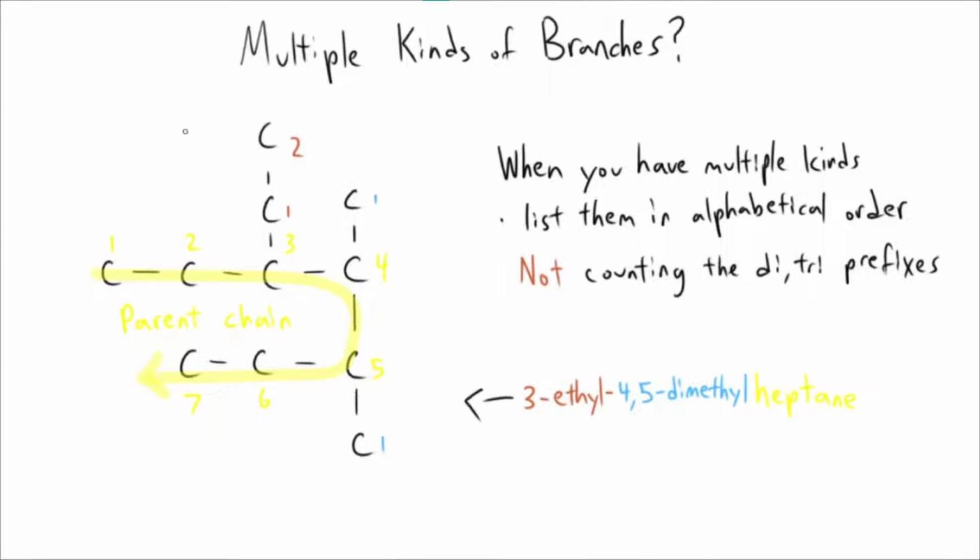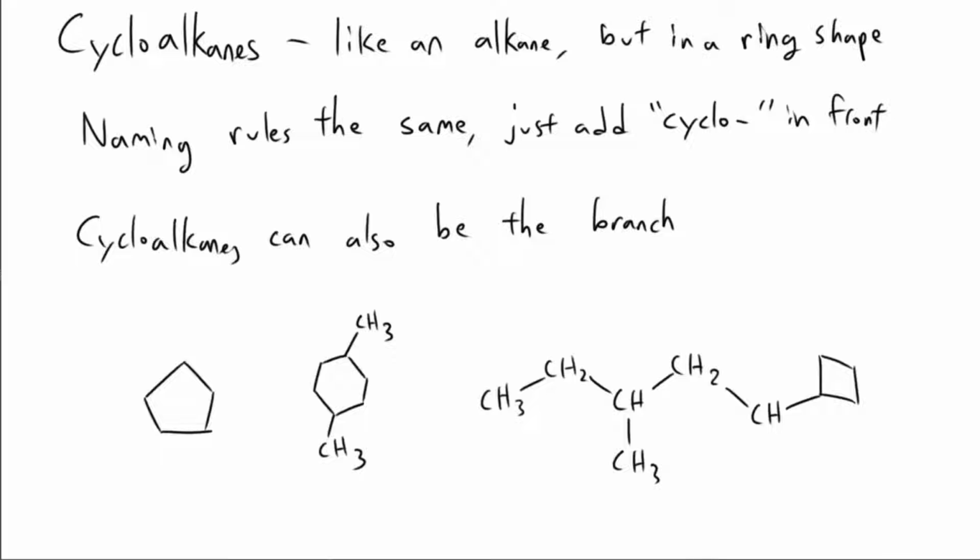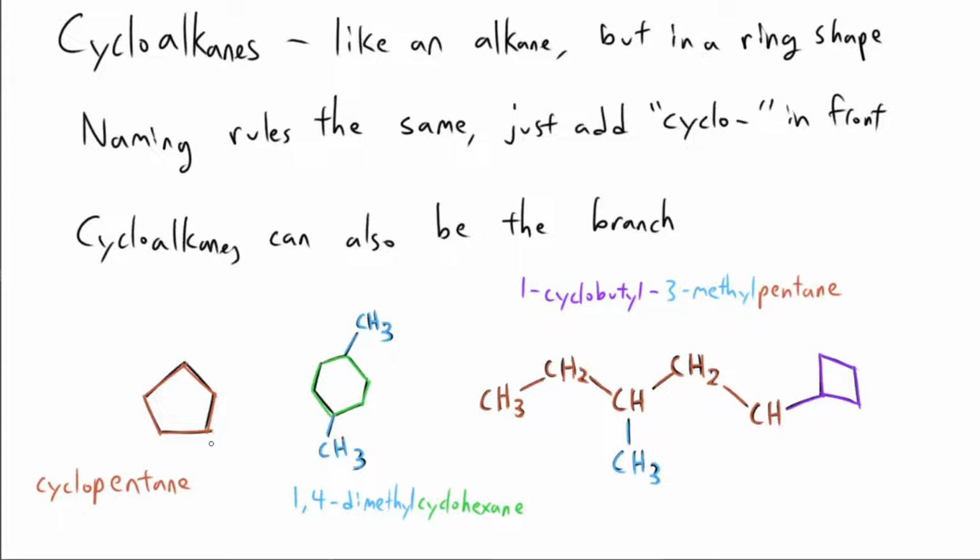That was essentially the basic naming of hydrocarbons, but hydrocarbons don't just come in chains. They also come in rings. Those would be cycloalkanes. They're like alkanes, but they come in a ring shape. The naming rules for them are the same, you just add cyclo in front of them. For these three examples, they would be cyclopentane. This one would be 1,4-dimethylcyclohexane, and this would be 1-cyclobutyl-3-methylpentane, following the rules as previously given.